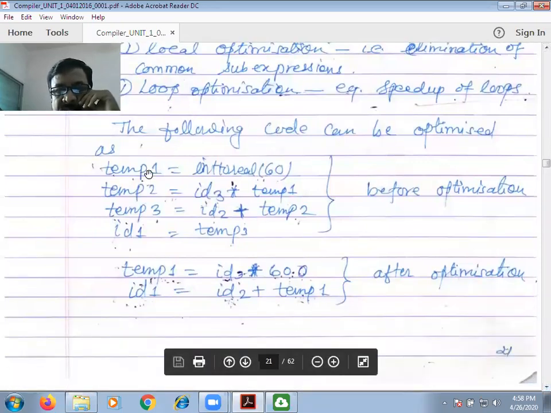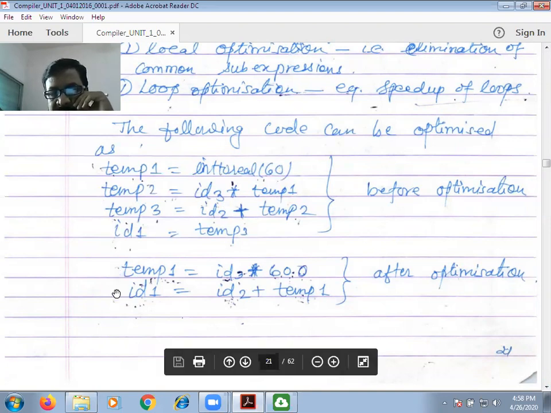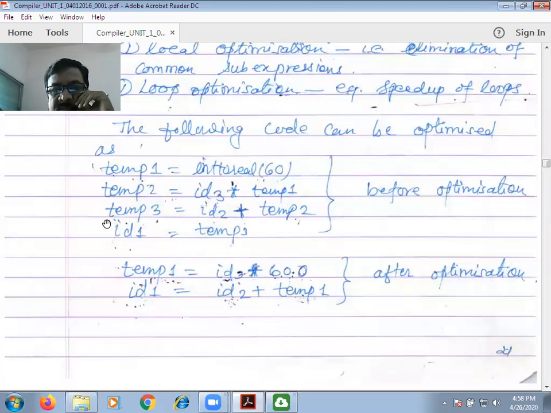time and space. Here we can see that temp1 is equal to integer to real 60, temp2 is identifier 3 times temp1, temp3 is identifier 2 plus temp2, and identifier 1 equal to temp3. These 4 lines of execution will take more time than the code after optimization. Here we can see that after optimization we have only 2 lines of execution, and the above 4 lines of execution also take more space than the below 2 lines of execution.